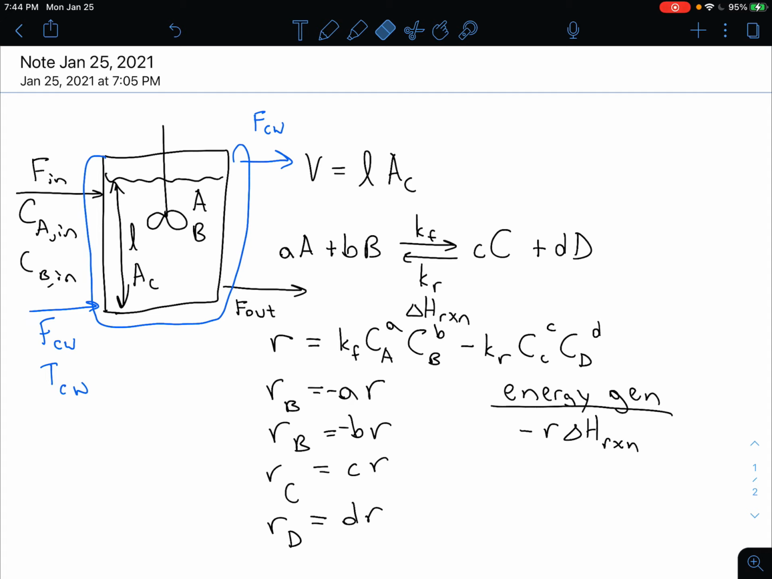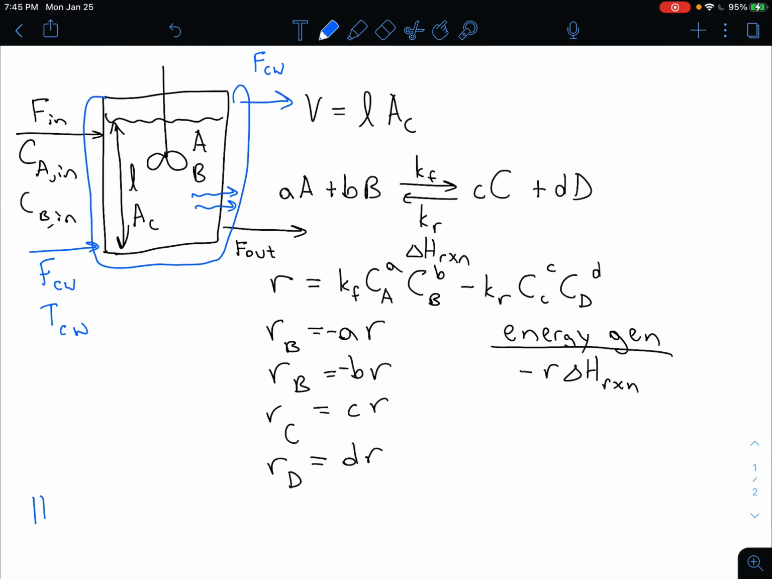Now, the temperature of the cooling water is presumably lower than the temperature in the tank, or if it's higher, it's not really cooling water, but that's possible. So there's going to be a heat transfer from what comes in here in the tank to the cooling water. And so I'm going to say heat transfer is going to be some constant H times the surface area of contact.